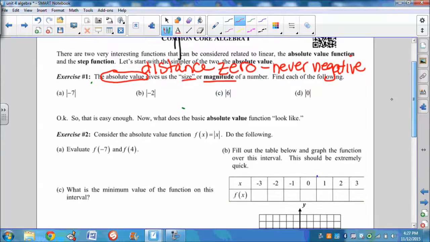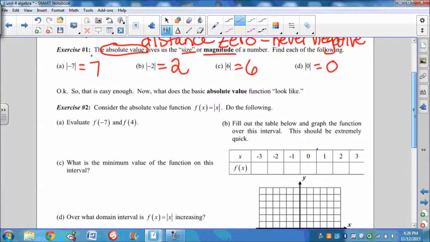If we were to sort of buzz through some of these, what's the absolute value of -7? Meaning, what is the distance of -7 from 0 on a number line? It's 7. And what's the distance from -2 to 0 on the number line? The distance is 2 spaces. Same thing, what's the absolute value of 6? How far is 6 from 0? It's 6. And then how far is 0 from 0? It's 0. So that's easy enough.